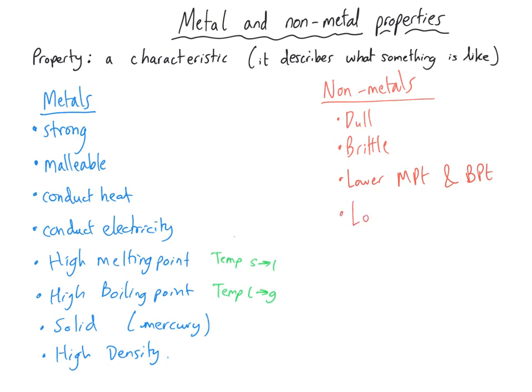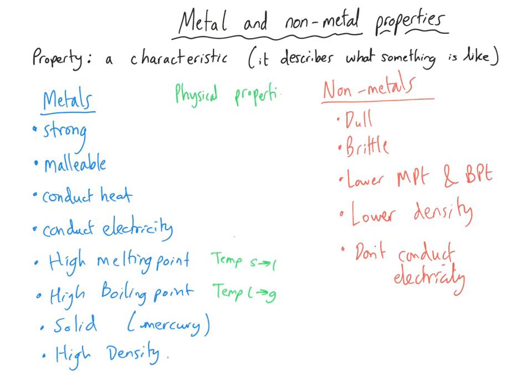They often have a much lower density than metals, and in general they don't conduct electricity, although there is one exception, which is graphite. Now, to finish off, what I should say is that all of these properties that I've listed here are what's known as physical properties.